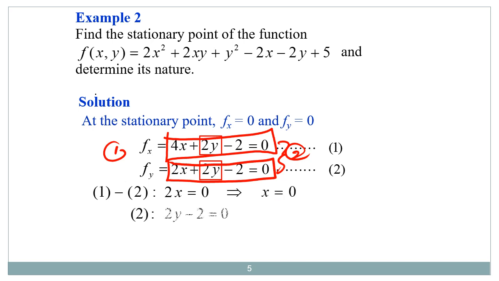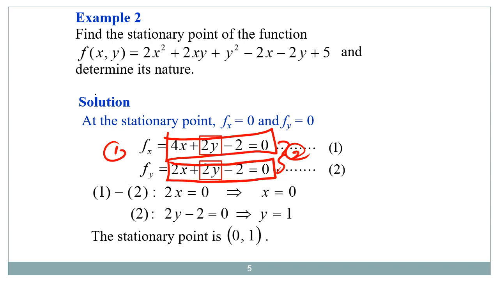Now if x equal to 0, to find y, substitute the value into equation 2. So we have 2 multiplied by 0 plus 2y minus 2 equal to 0. So 2y minus 2 equal to 0. So y equal to 1. So we have the stationary point already, which is equal to (0, 1).